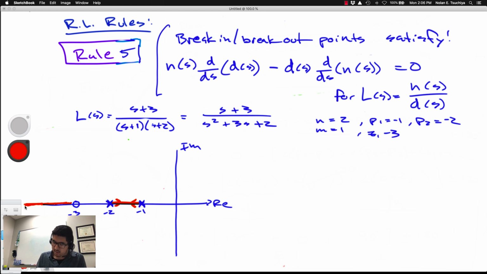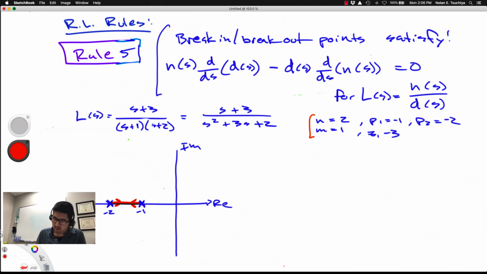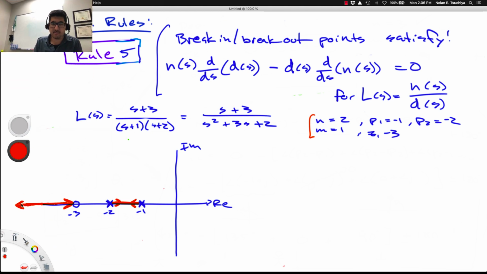Likewise, this shaded area over here must represent 2 branches as well, because branches always terminate at zeros, right? So one of these branches has to end up at the zero at -3, but also there are n minus m equals 1 branches that should approach infinity, and that would be represented by this portion that should go in that direction to the left. Branches cannot have multiple directions, right? So this over here must represent 2 branches, and this must also represent 2 branches.